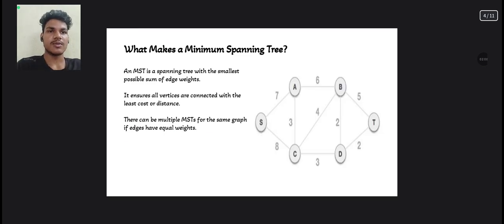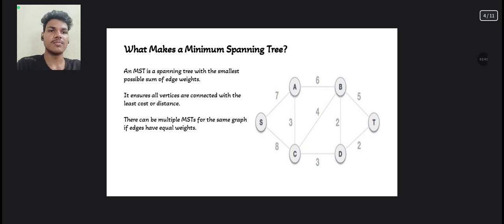What makes the minimum spanning tree? A minimum spanning tree, MST, is a spanning tree with the smallest possible sum of edge weights. Like here we can see the diagram. If we want to find the spanning tree with the smallest possible sum, then we can use the minimum spanning tree. It ensures all vertices are connected with the least count of distance. Here we can find the least count to reach our destination.